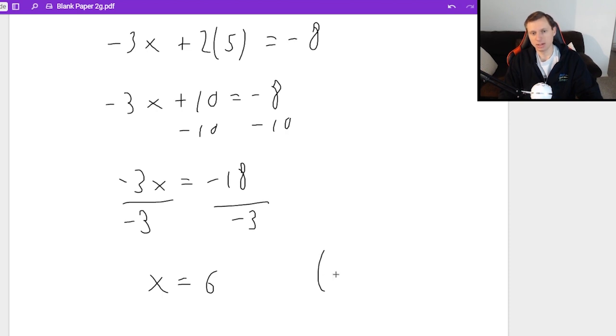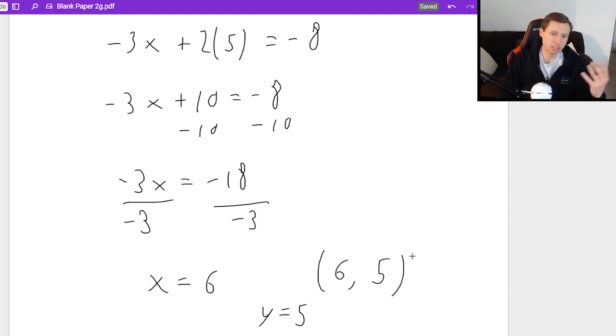So once again, if you want to write it as a coordinate point, you can write 6 comma 5 because y was equal to 5. And that's a perfectly acceptable answer as well, depending on what your teacher wants.